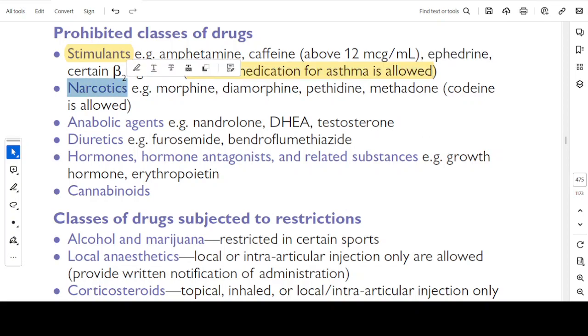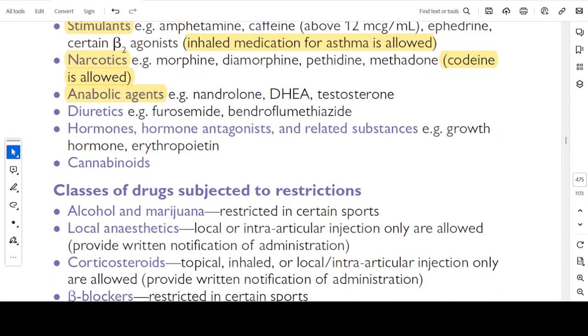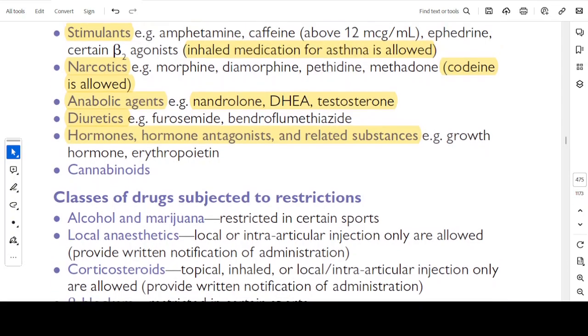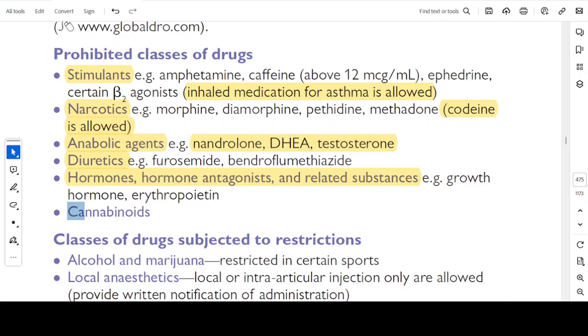Narcotics: morphine, diamorphine, pethidine, methadone; codeine is allowed. See, codeine is allowed, but the rest of the narcotics, morphine, diamorphine, pethidine and methadone, are not allowed. Anabolic steroids, nandrolone, DHEA and testosterone are not allowed. Diuretics, furosemide and bendroflumethiazide are not allowed. Hormones, hormone antagonists and related substances like growth hormone and erythropoietin are not allowed. These are prohibited. Cannabinoids are not allowed.